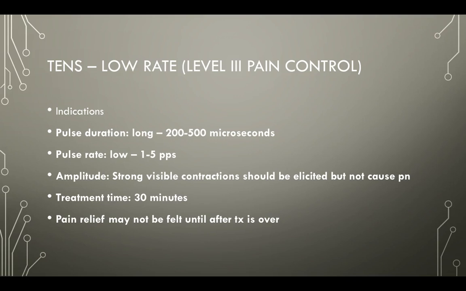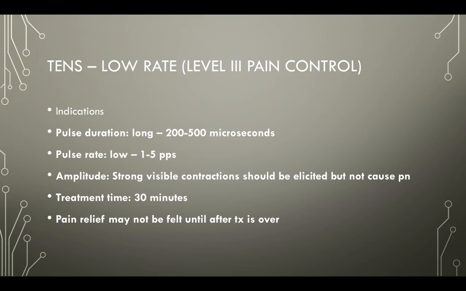So our low rate TENS, this is going to target our level 3 pain control. Okay, so now we're trying to target those A delta fibers, maybe a little bit of the motor, the A alpha fibers, in order to get that muscle contraction. Because remember that as we move in the strength duration curve, everything below that level is also targeted. So when we do A betas, that's all we're targeting. No nerve fiber is below that.